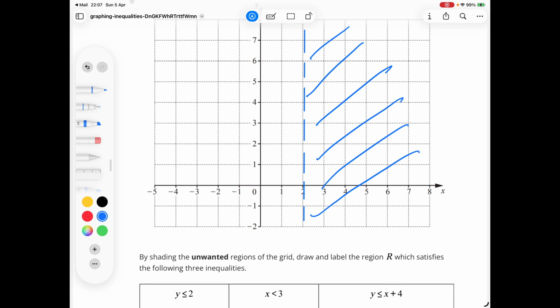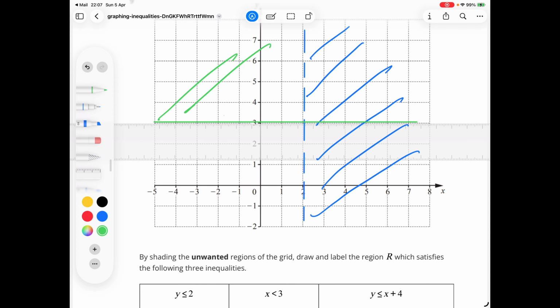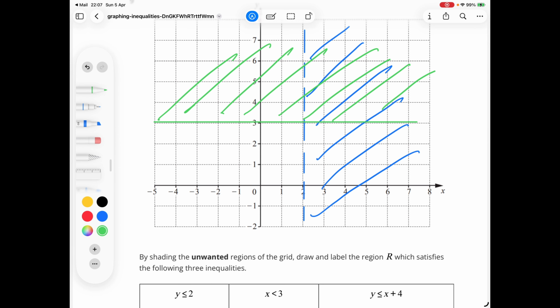Now, x is less than 3. Let's try a different colour. So let's do this. We'll find a hard one in a minute. So that would be this one. So that is everything that is above it is not what we need. And then the last one is y is less than x plus 4.